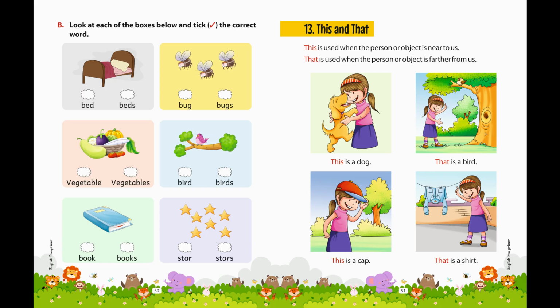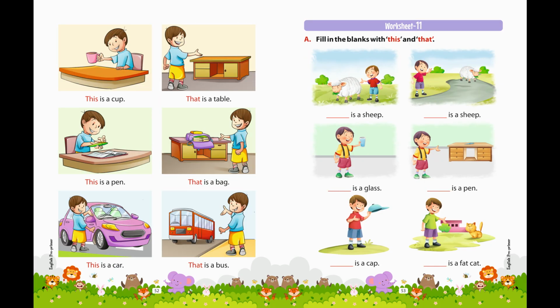Well done, learners. Let's read and observe carefully. We use this when the object is near us. We use that when the object is far from us. Repeat after me. This is a cup. That is a table. This is a pen. That is a bag. This is a car. That is a bus. Now you try reading each sentence. Remember, this is for near. That is for far.